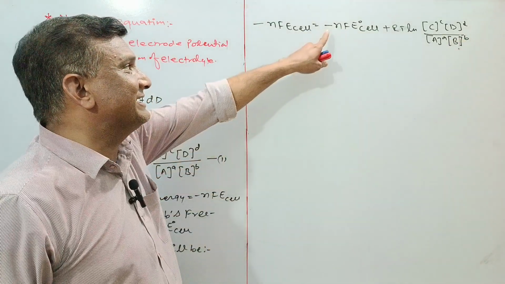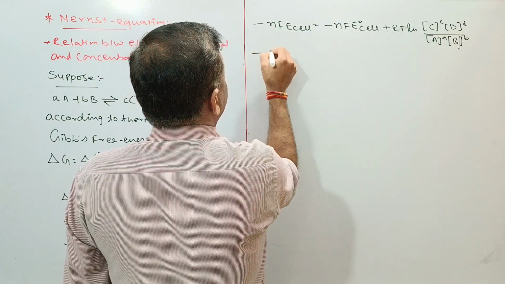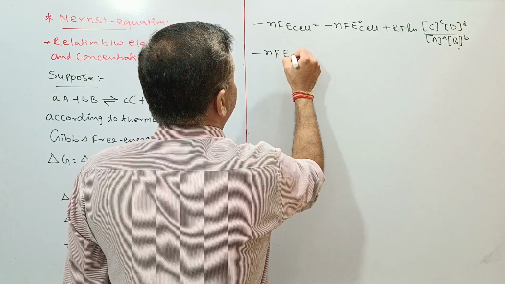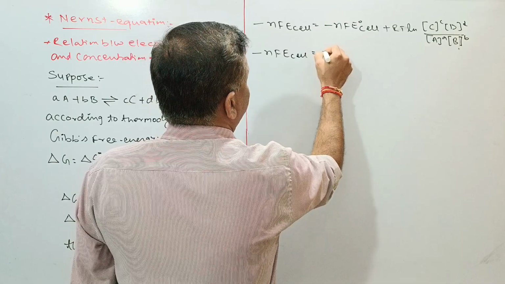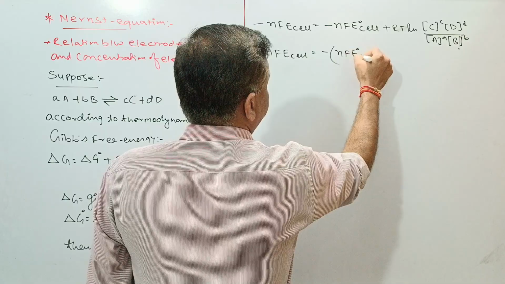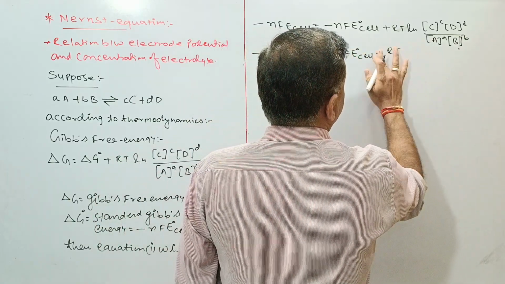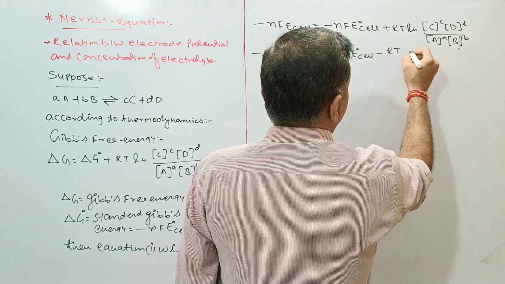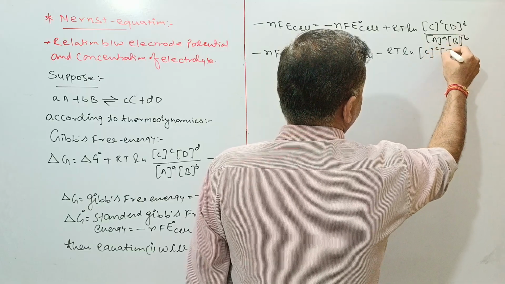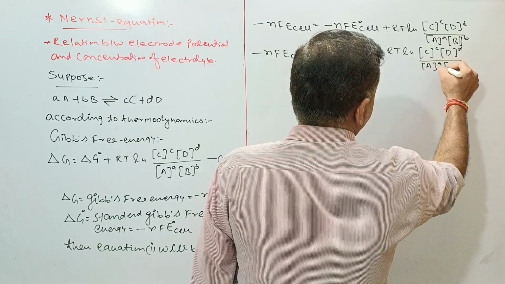If we take a negative common from the right side, the equation will be as follows: minus nFE cell is equal to minus, common, nFE naught of cell, plus RT, this will be minus RT ln [C]^c [D]^d upon [A]^a [B]^b.